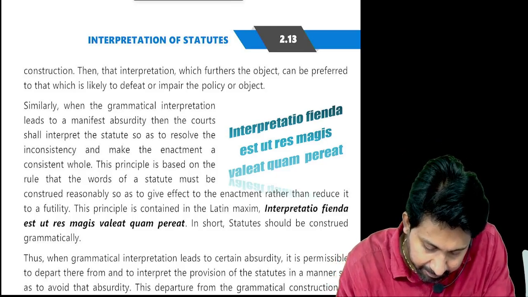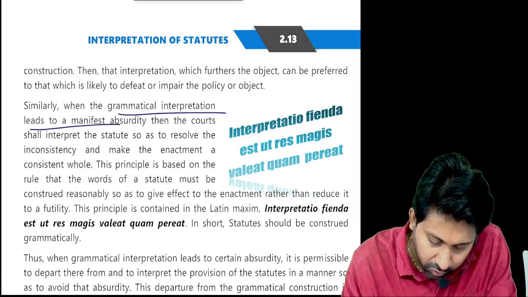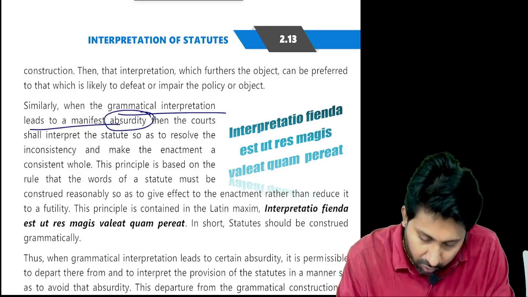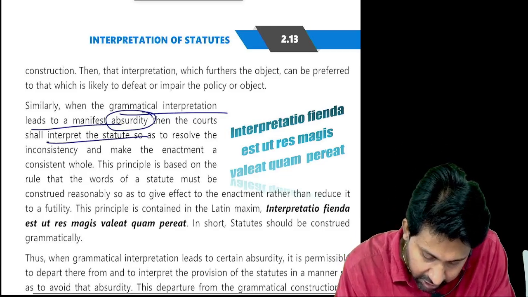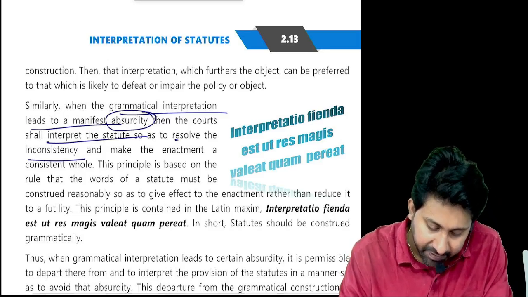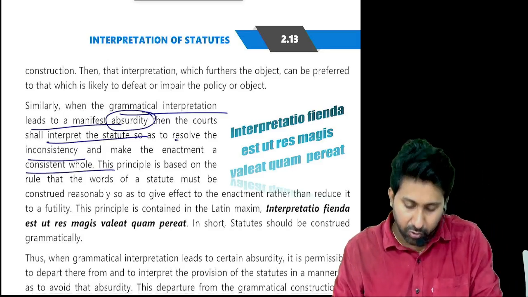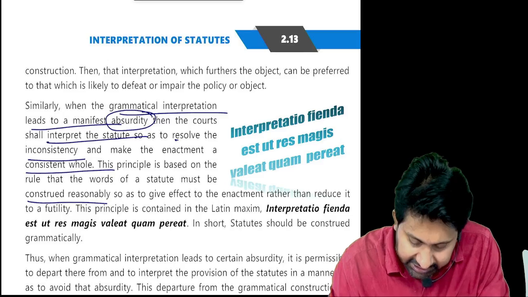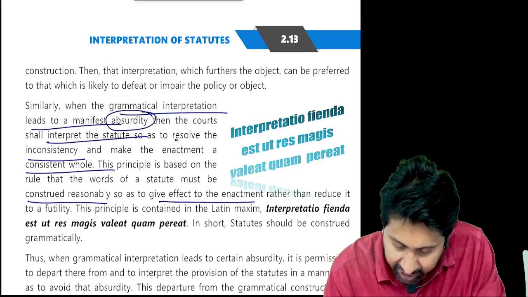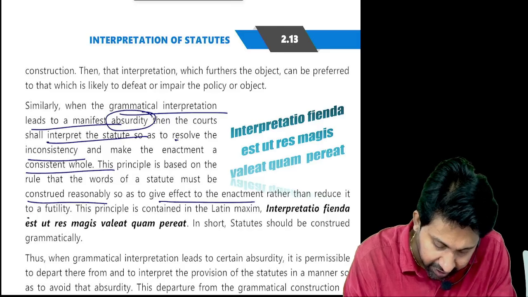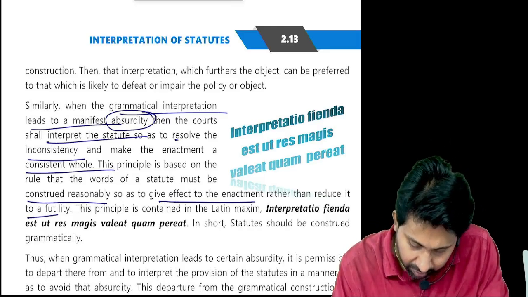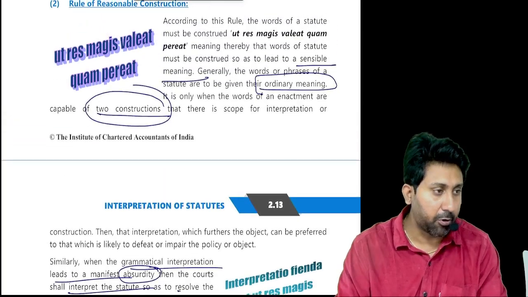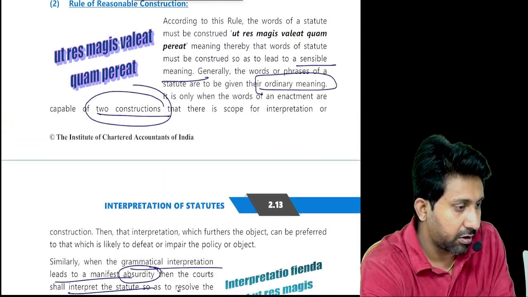So similarly, when grammatical interpretation leads to absurdity, absurdity means nonsense, then courts shall interpret the statute so as to resolve the inconsistency and make the enactment a consistent whole. The principle is based on the rule that words of the statute must be construed reasonably so as to give effect to the enactment rather than reduce it to a futility. Okay. So, read this point first. I will make you summarize the points. Read the content first.